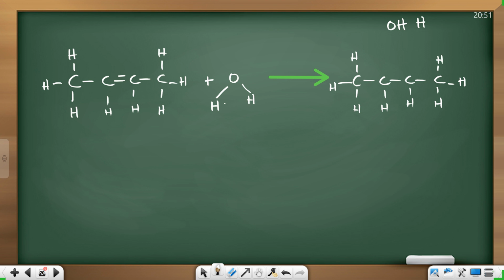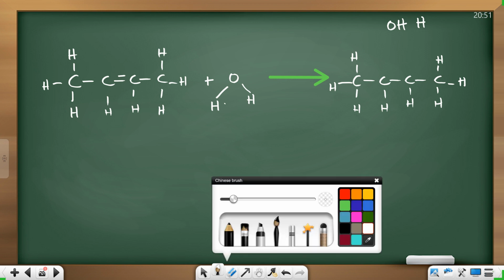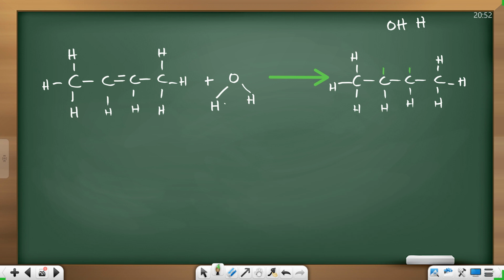I like this structure because it's very symmetric. No matter where you add it, it will still be on carbon 2. But normally we add hydrogen to the one that has more carbon atoms. But this one is symmetrical, so even if you put it here, it doesn't matter. It's still going to be carbon 2.